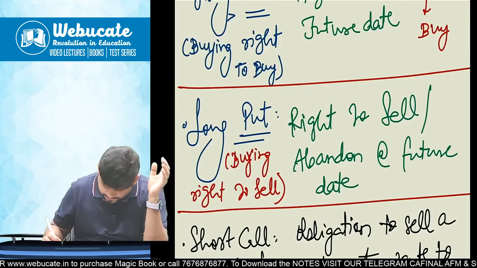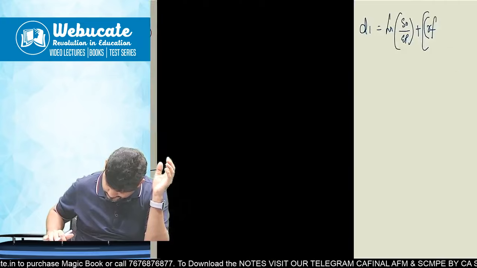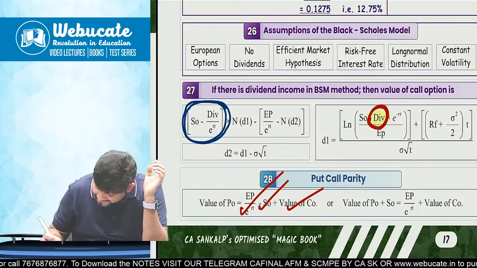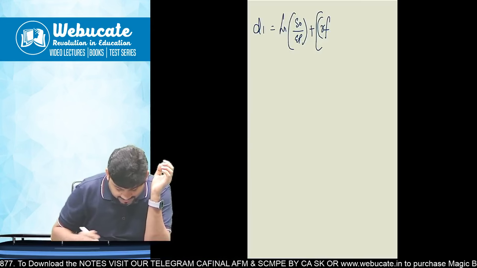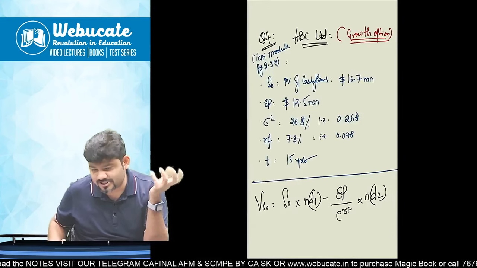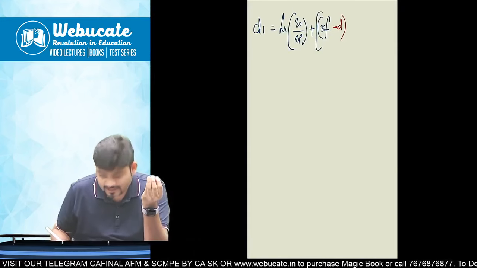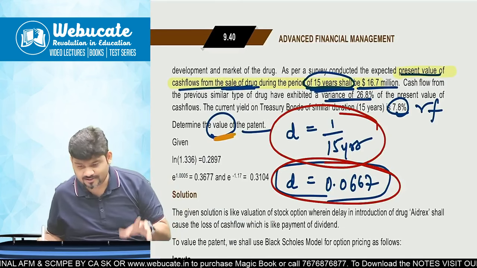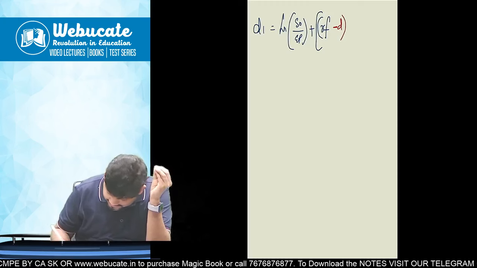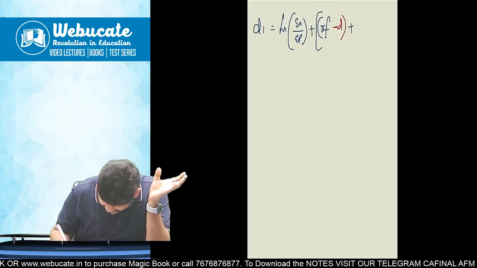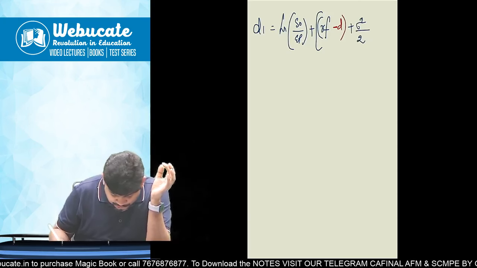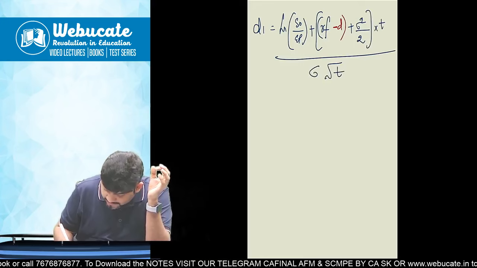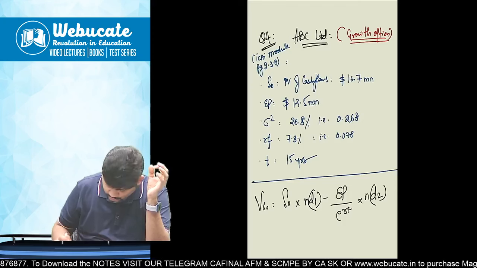Done. Now, where were we? Yeah. So, RF, whenever dividend is there, it has to be reduced. So, minus D. Now, when I first solved this question, it was practically impossible for anybody to judge or gauge that this is your dividend for 15 years, which is 0.00667. That's how it is. So, minus D. And then everything else remains same. The typical formula. Plus sigma square upon 2 into T. The whole upon sigma root T. But this D calculation we will have to show.